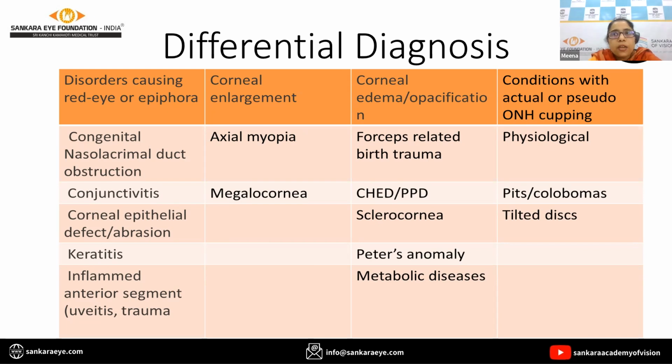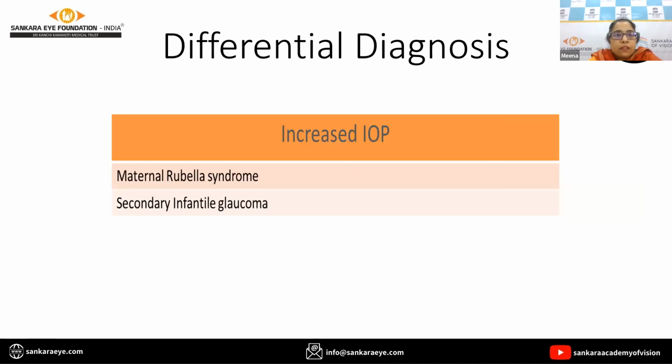Now, when you look at the optic nerve head, it can sometimes be a physiological optic nerve head, and we have to look for whether we are dealing with a pit or a coloboma, or is it really a large disc? And of course, if it is associated with myopia, sometimes you can get a tilted disc. If it is only increased intraocular pressure, sometimes a maternal rubella syndrome can be associated with increased IOP, which many a time we have seen comes down gradually over the months. And it can be due to other secondary causes also, so whether we are dealing with secondary infantile glaucoma. So this differential diagnosis should be kept in mind before we label the child as primary congenital glaucoma.